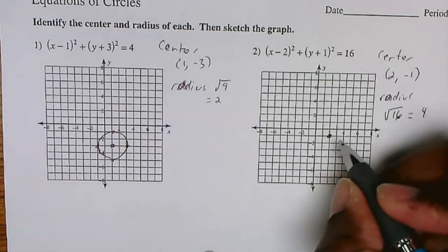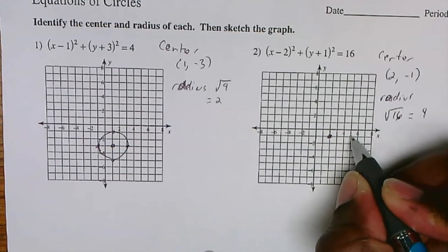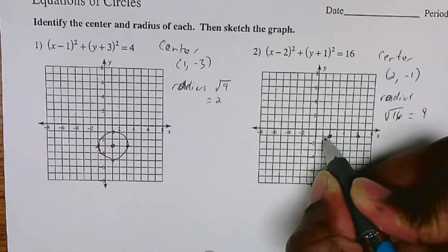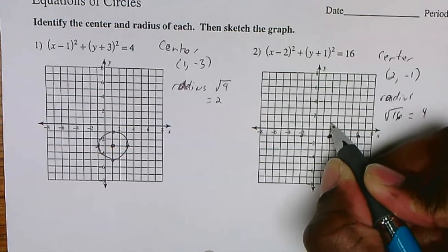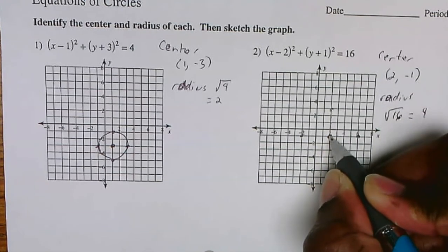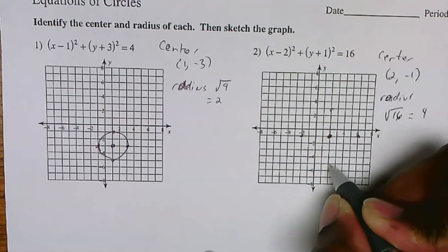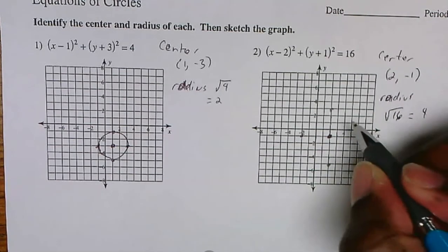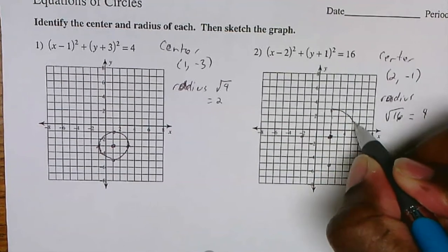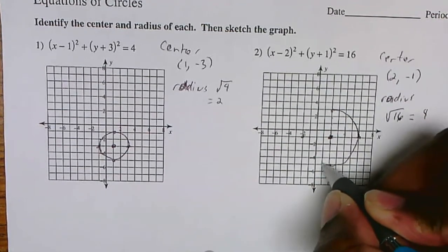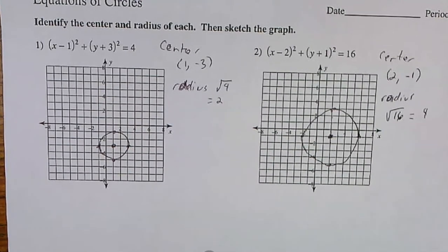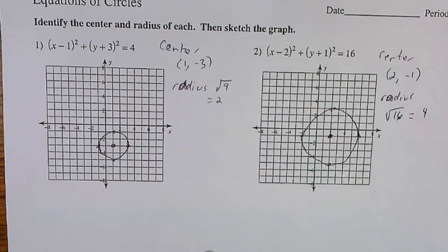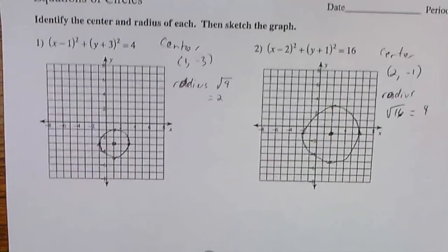If my radius is 4, I can go over 1, 2, 3, 4, then 1, 2, 3, 4 the other way. Then go up 1, 2, 3, 4, and down 1, 2, 3, 4. So I got 4 points that lie on the circle. I'm going to connect those dots in a circular fashion. And now I've graphed the circle. It could be better. It'd be better if I used a compass to actually graph it, but that's good enough for now. My next one I'll use a compass for. Here's my next one.